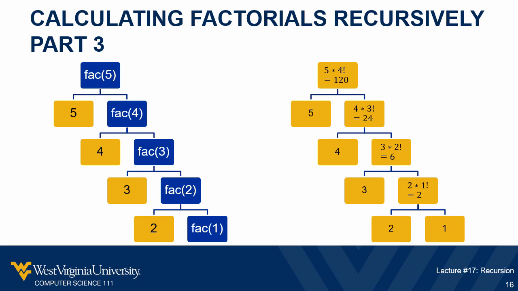For fac of 5, we get 5 times 24 is 120. So just the return values from our smaller pieces of the problem get combined and returned back up our chain until we get back to our very first call to the recursive method. And that's where we get our result of 120 for 5 factorial.